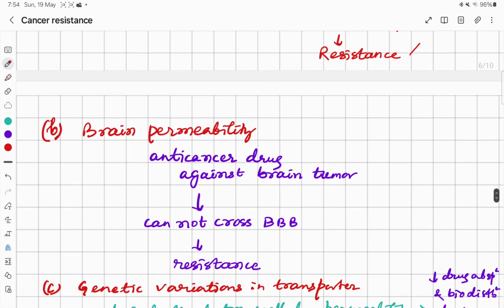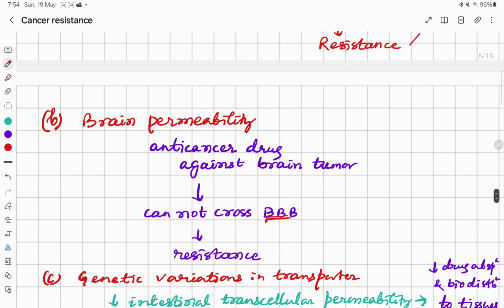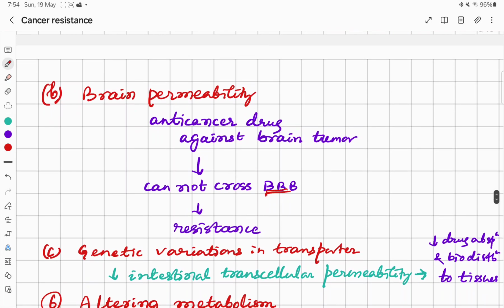Similarly, for brain tumors, the drug must act centrally after crossing the blood-brain barrier. So if the drug cannot cross the blood-brain barrier, then it will be ineffective against brain tumors, and that can be a cause of resistance.